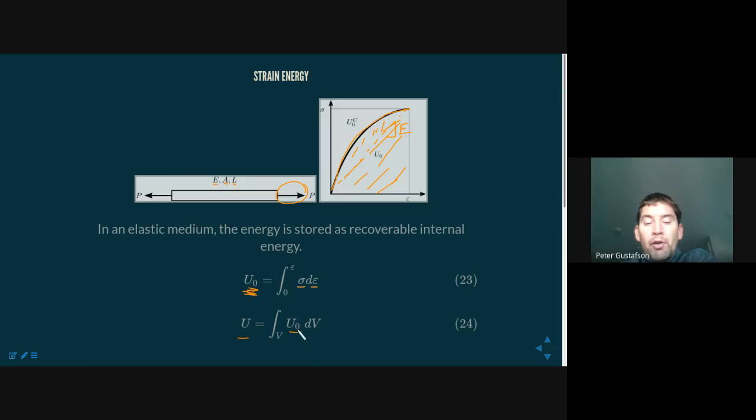Anyway, U sub 0, this is the strain energy density per volume. You integrate that over the volume and you get the total strain energy stored in the structure.